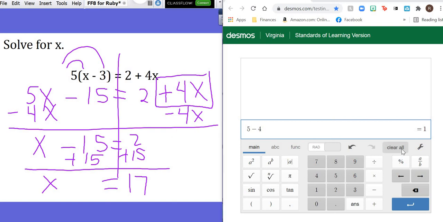Now, again, most important thing is to check it. So we're going to start with 5 parentheses, x minus 3, close parentheses. Go to the next line, 2 plus 4x. Go to the next line and type in x equals 17. And both sides gave us 70, so that means we did solve it correctly. But always verify your solutions with Desmos. That's the best way to make sure that you're doing things correctly.